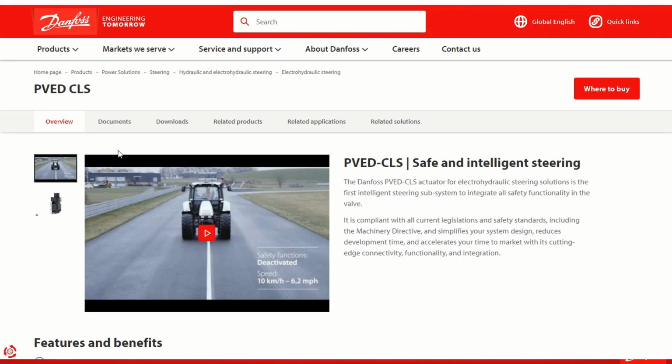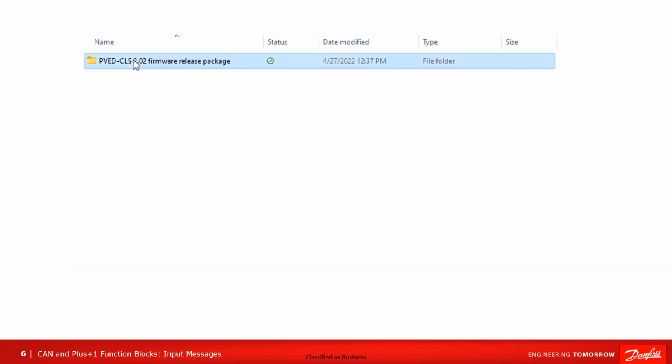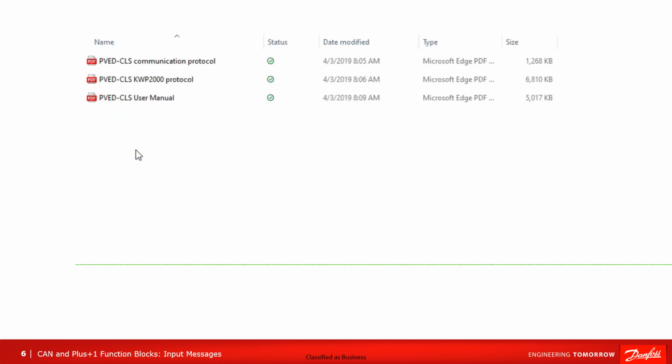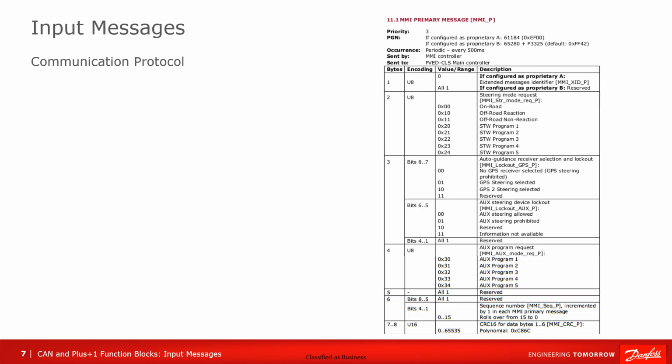In the communication protocol document, we can take a closer look at the signals being transmitted by these sensors. The communication protocol can be found in the Downloads section of the PVED CLS page on the Danfoss website, in the firmware release package in the technical manuals folder. The communication protocol is used to break down the bytes of a CAN message. Each byte contains information that is sent over CAN and corresponds to a wire in Guide.